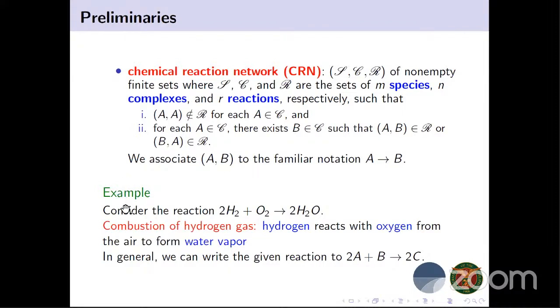For example, we have this reaction 2H2 plus O2 going to 2H2O. So this is combustion of hydrogen gas. Hydrogen reacts with oxygen, forming water vapor. In general, we can write the given reaction in this form. So this H2 can be represented by A. This O2 here can be represented by B. And C here corresponds to H2O. So 2H2 plus O2 going to 2H2O can be written more generally into this form, 2A plus B to 2C.